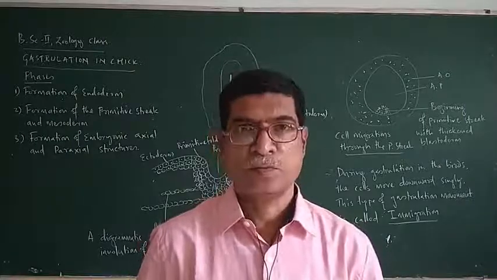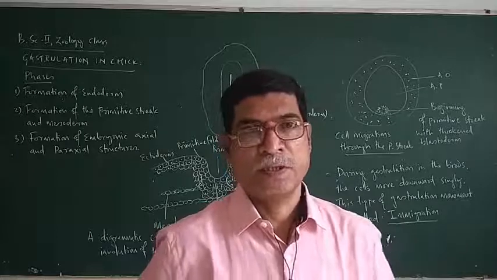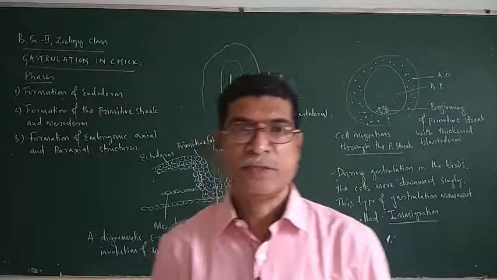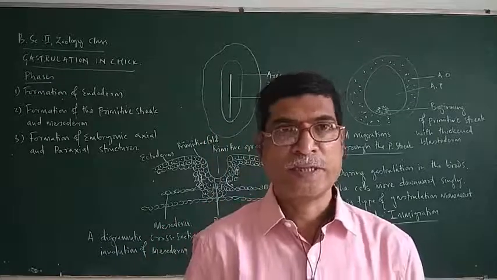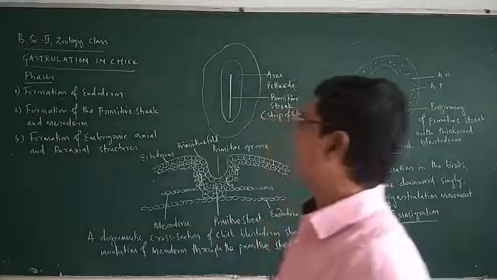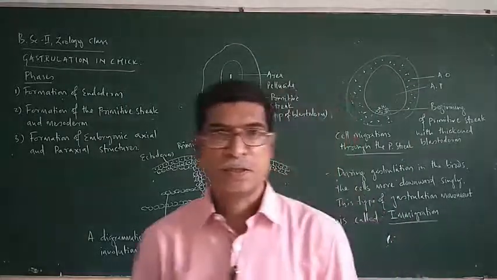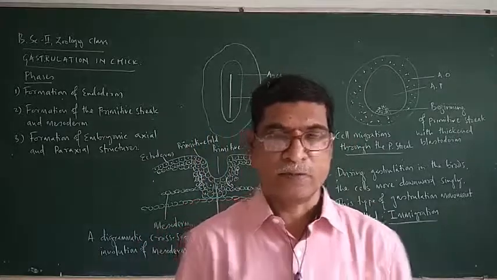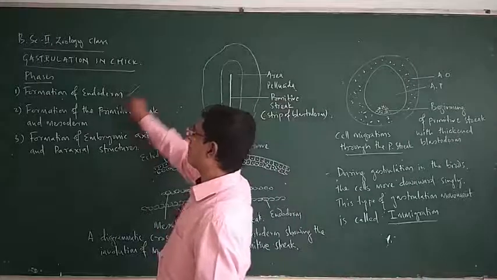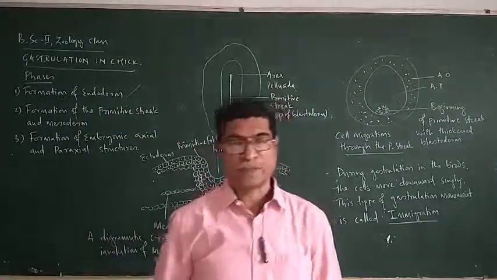Now I am going to discuss the second phase in gastrulation of chick embryo. There are three phases that occur during the gastrulation in chick embryo. The first phase we already discussed, formation of endoderm. Formation of endoderm is completed.